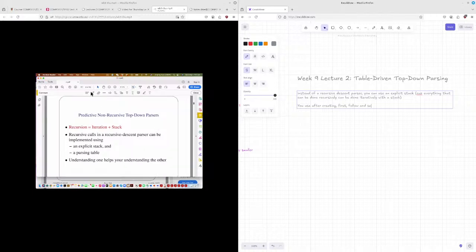Maybe a couple of slides. We have this equation saying anything that can be done recursively can be re-implemented by using iteration and also an explicit stack. So basically, all the recursive calls in a recursive descent parser implemented manually can be implemented using a stack explicitly. Okay? And if we take a look at the second approach for implementing a parser, you can get a better understanding of the whole parsing process.